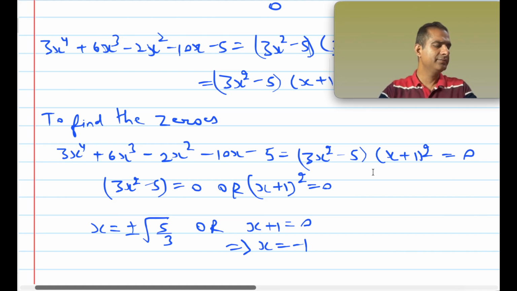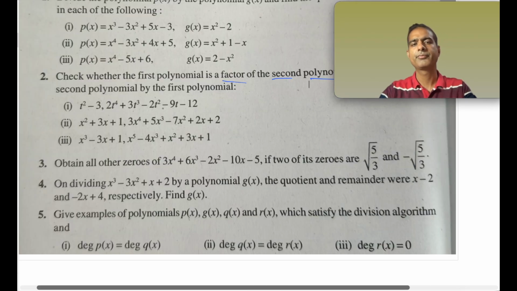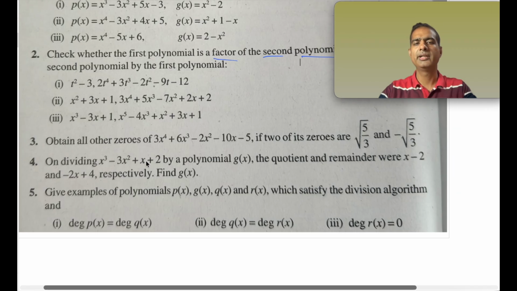Now let us try another problem, question number 4 of exercise 2.3. On dividing x cube minus 3x square plus x plus 2 by a polynomial g of x, the quotient and the remainder were x minus 2 and minus 2x plus 4. So we have to find out the value of g of x.